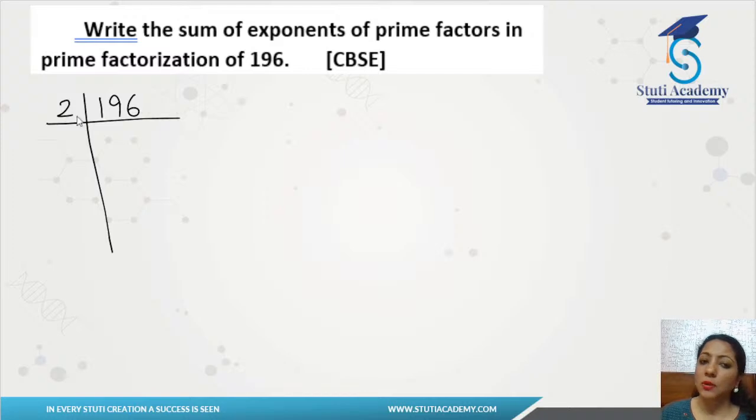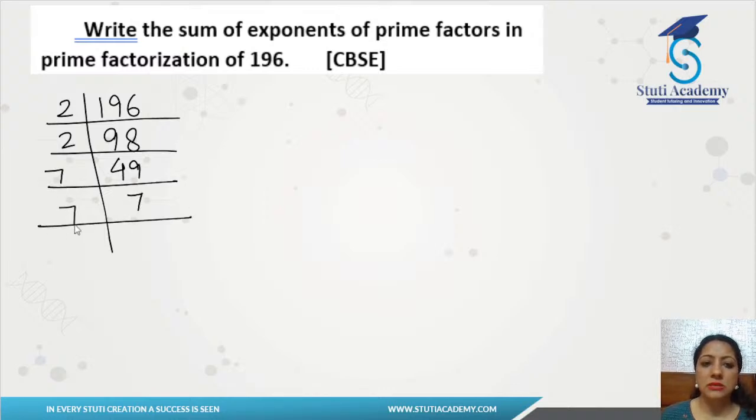As it is an even number, we are going to start with 2 and we'll get 98 here and then 49. Then this will again be divisible by 2. Then by 7, 7, 7 and 1. Finally, we can say 196 can be written as 2 square into 7 square. As we can see, the exponents here are 2 and 2.